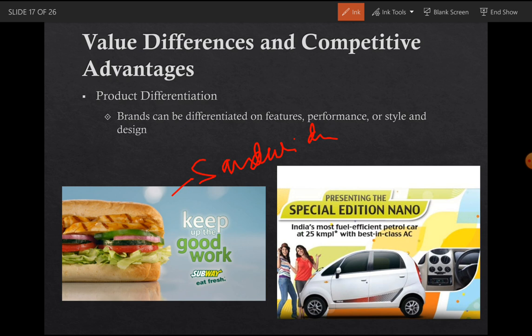Similarly, this is product differentiation, mostly in these kinds of product lines, that actually gives you better performance or style or design, or it tastes different, just like your Subway. It actually tastes a lot different than the normal burgers that you have at McDonald's and KFC. Now, KFC has its own speciality in chicken, and McDonald's has a different taste, so everybody has their own recipe. So that one difference brings in a certain change, giving you a competitive edge in the market, right?